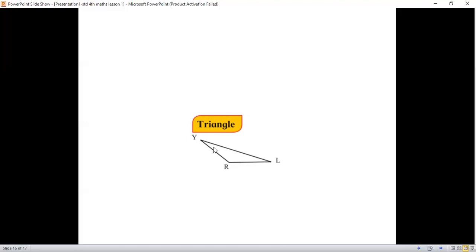Now the next picture is a triangle. Now a triangle has three sides, that is YR, RL and YL. These are the three sides of the triangle. Three vertices Y, R, L and there are three angles, that is YRL, YLR and RYL. These are the three angles which make it a triangle. So this is called a triangle.